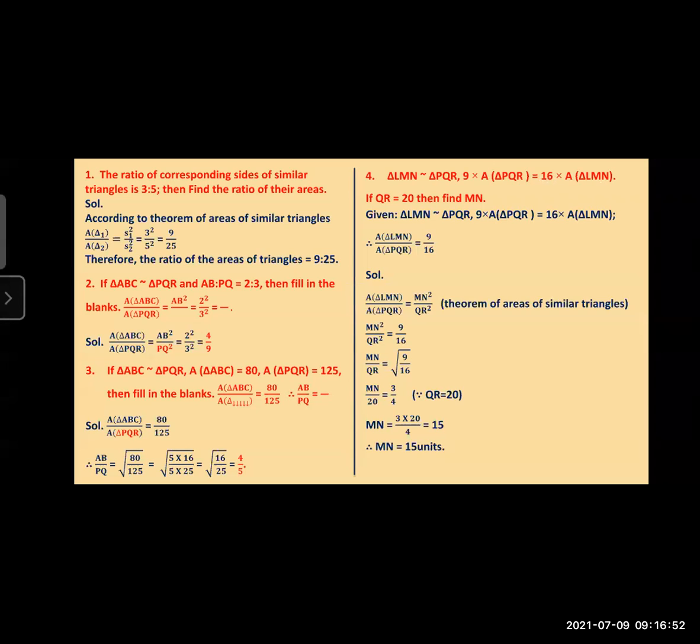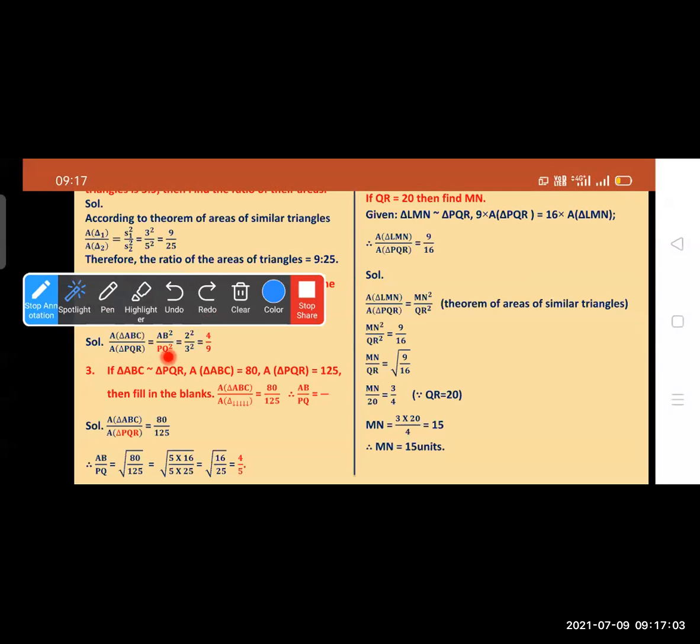First, we write the formula by applying the theorem of area of two similar triangles. So the ratio of the area of triangle ABC to the area of triangle, here we write triangle PQR. So in the first box, we write area of triangle PQR, that is equal to 80 by 125. Simple. And then this ratio of the areas is equal to AB square by PQ square.